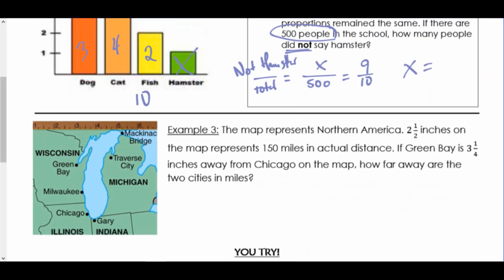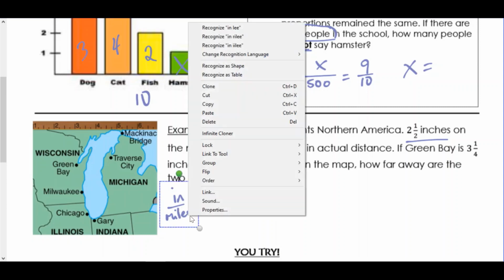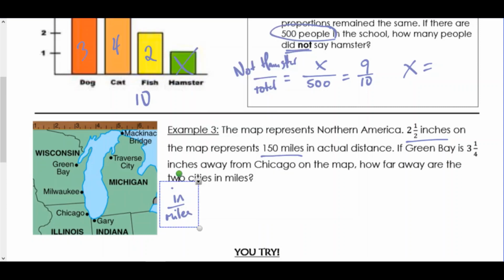All right, last question. We have this map, and the map represents Northern America. 2.5 inches on the map represents 150 miles in actual distance. So there, I'm comparing inches to miles. It's not always going to work out that simply, that you just set up your word ratio that way.